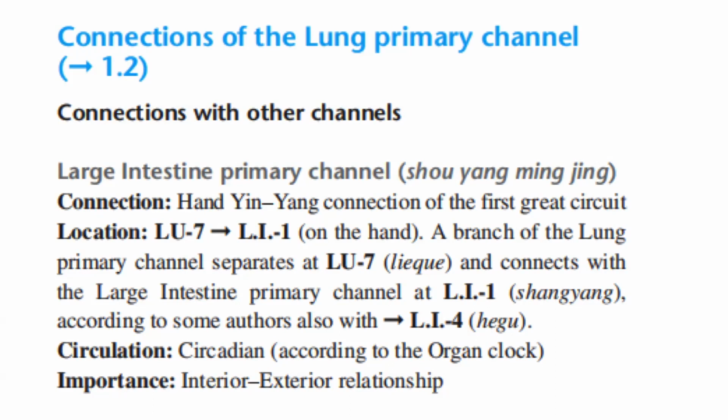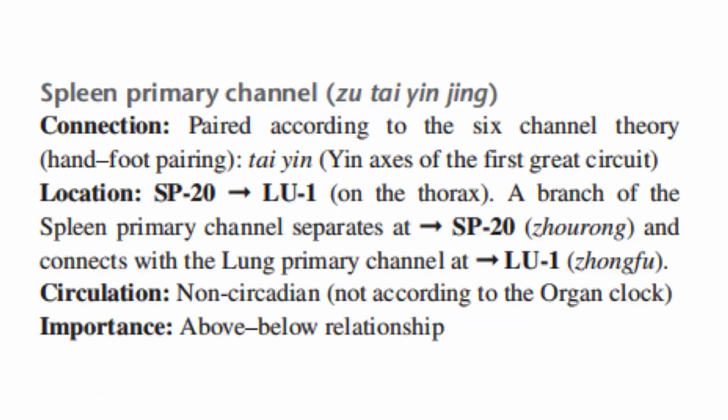A branch of the lung primary channel separates at lung 7 and connects with the large intestine primary channel at LI1. According to some authors, it also connects with LI4. The circulation is circadian according to the organ clock. Importance: interior-exterior relationship.